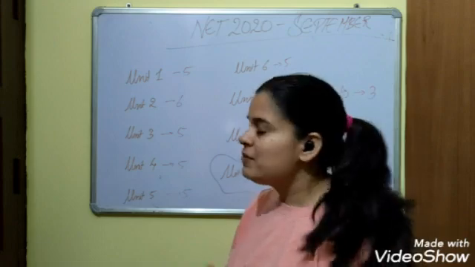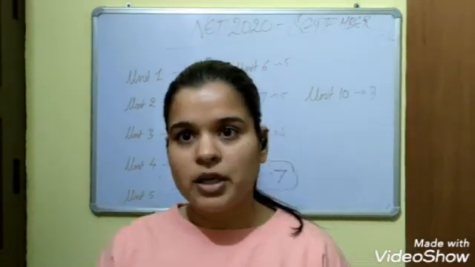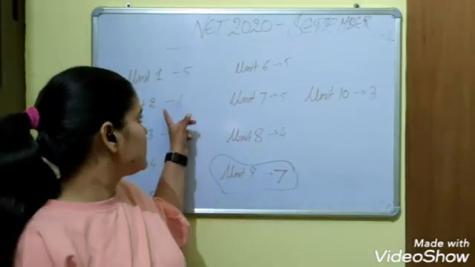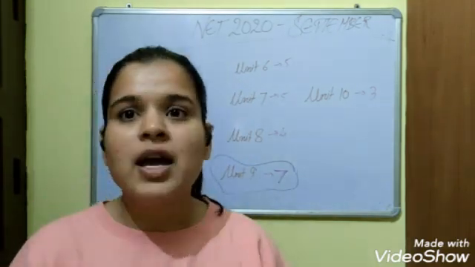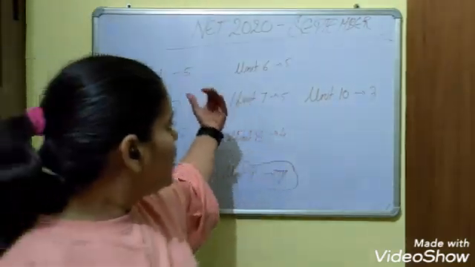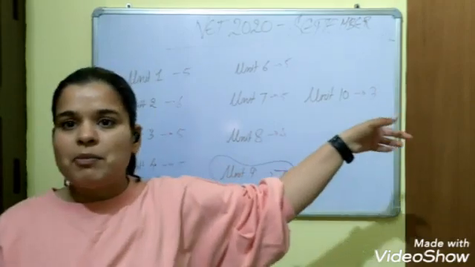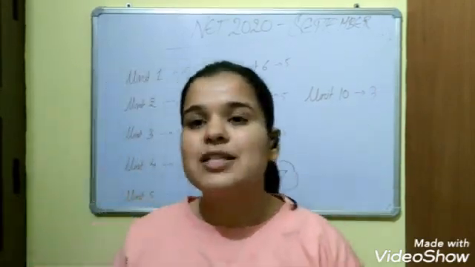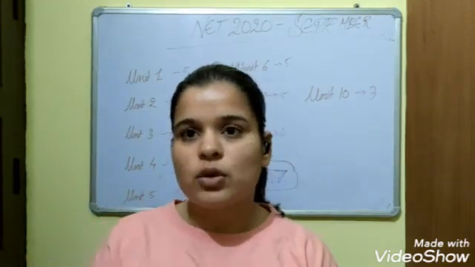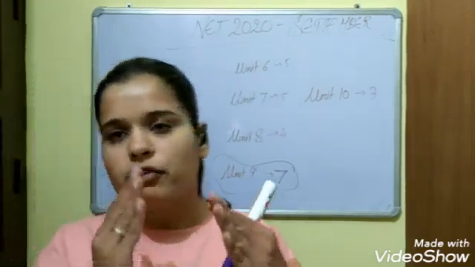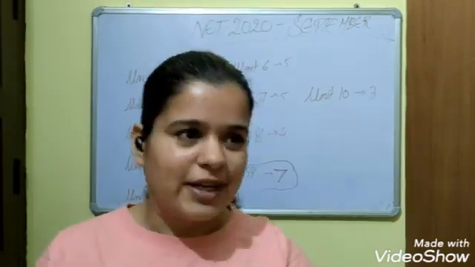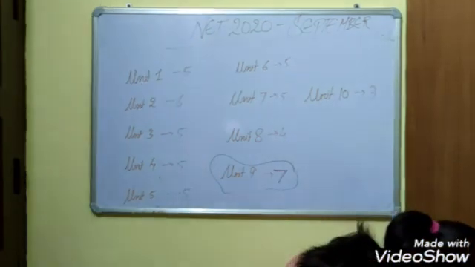Apart from that, the second unit which was important from the perspective of the number of questions asked is research methodology, unit 2, and then comes unit 1, 3, 4, 5, 6, 7, 8, and the minimum number of questions were asked from unit 10, which is higher education. Now one by one we will be discussing each question and I'll be telling you from which unit each particular question has been asked. So let's begin.